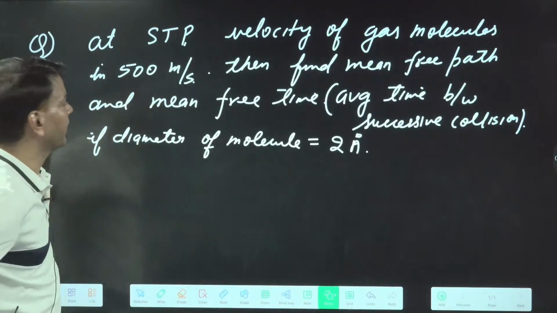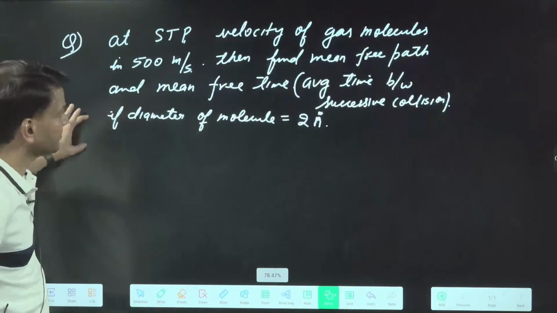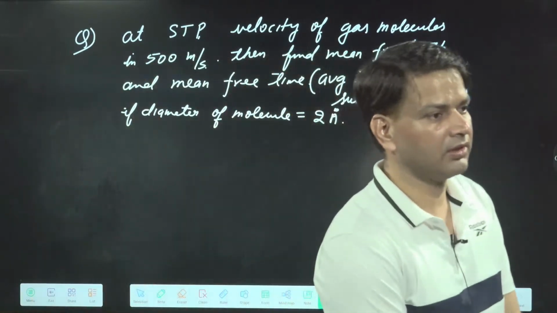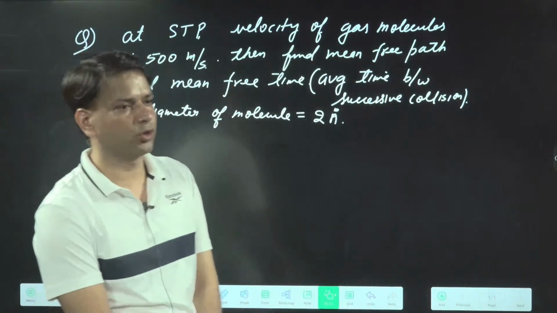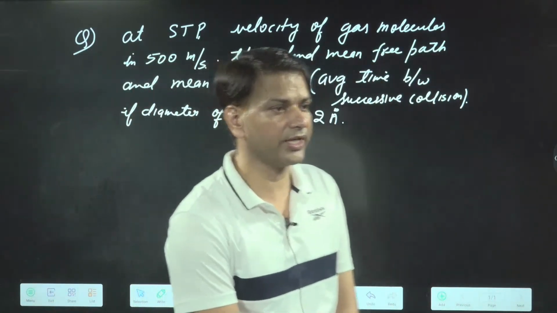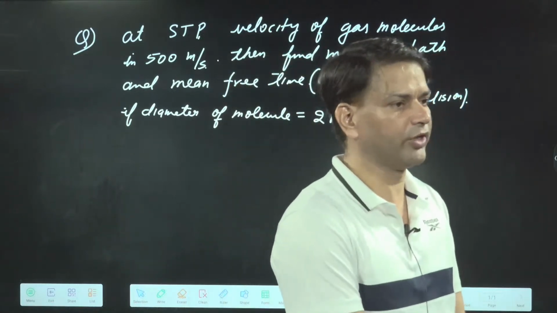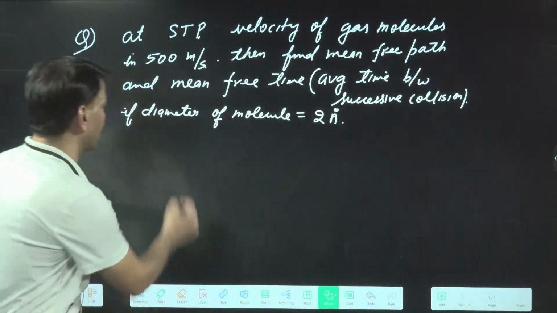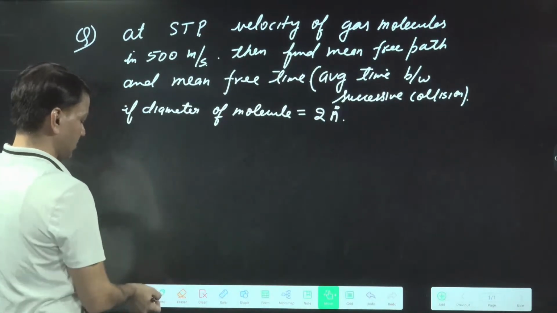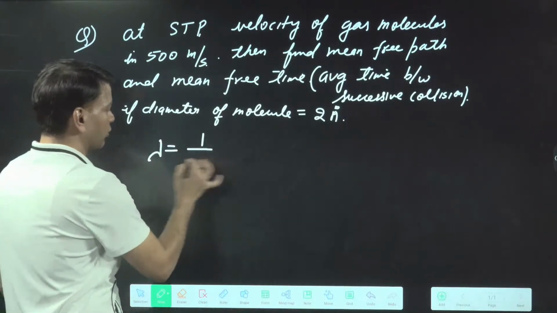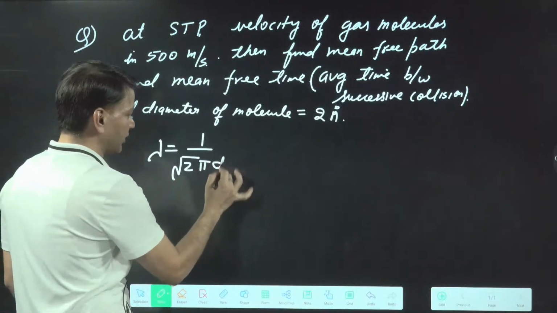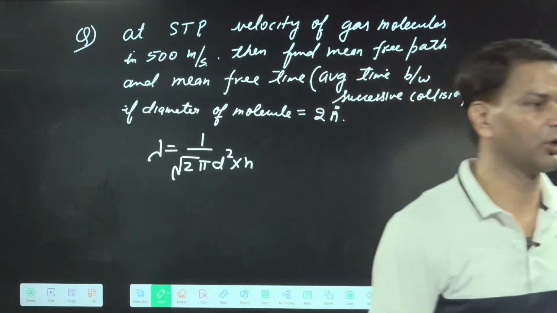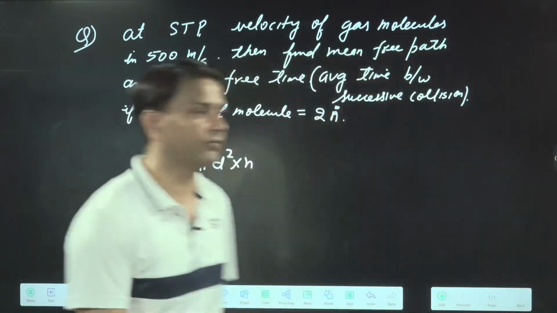Then for the mean free path, which formula will we use? Because STP I have given, so we know the pressure and we know the temperature. Number of molecules per unit volume we don't know. So what is the mean free path formula? Lambda is 1 upon under root 2 pi d square into n. But this formula I cannot use because here directly I don't know the n value, number of molecules per unit volume. Then which formula will you use?